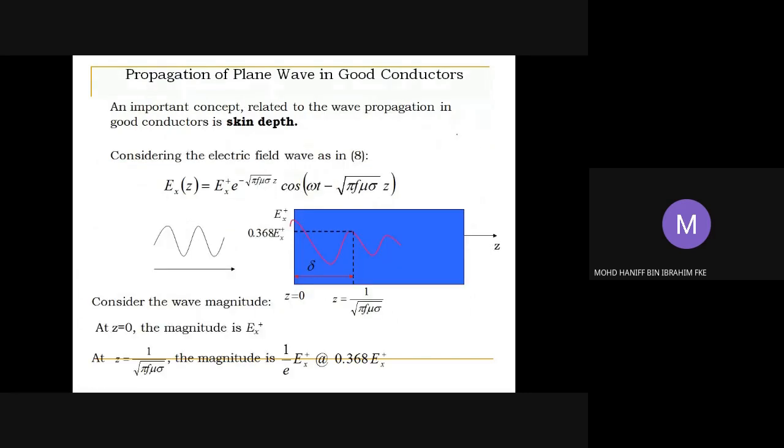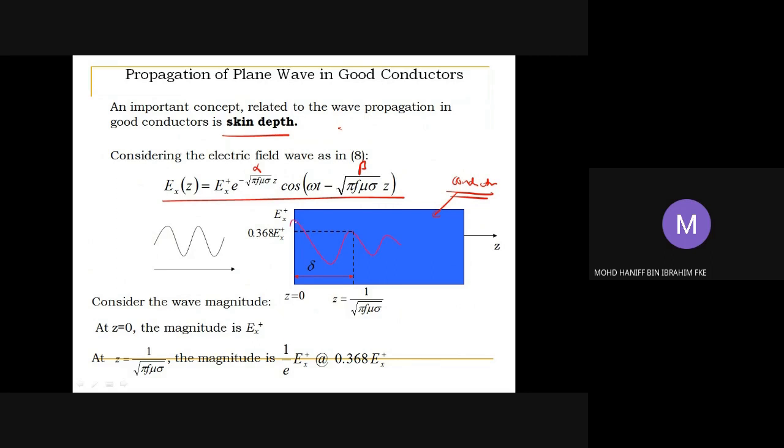Right. So next, we're going to have a look at the concept of skin depth. Skin depth is related to the behavior of the wave that is propagating in a good conductor. If we have the E field wave in this particular equation, Ex positive exponential negative alpha z, cos omega t minus beta z, and we assume that this blue rectangle here is a good conductor.